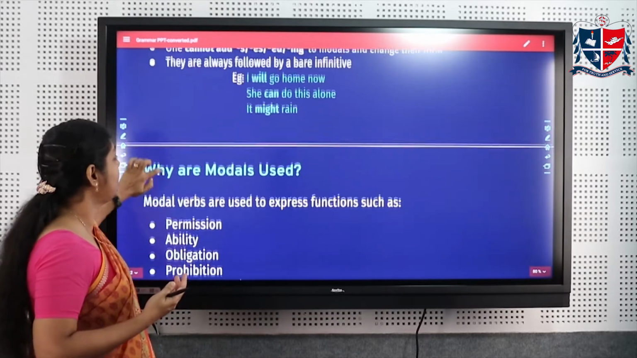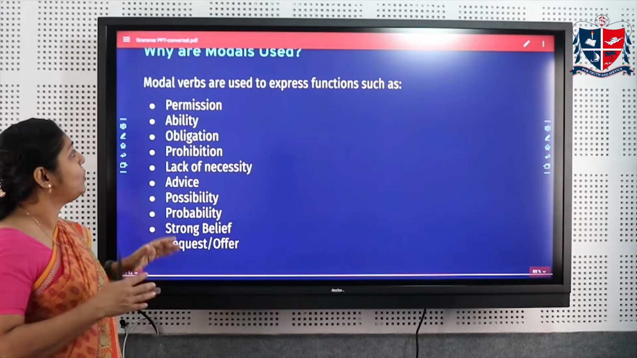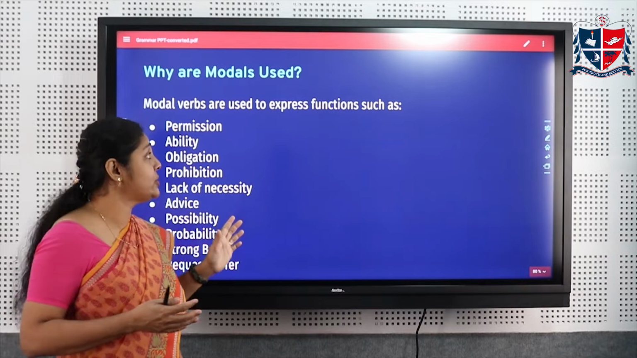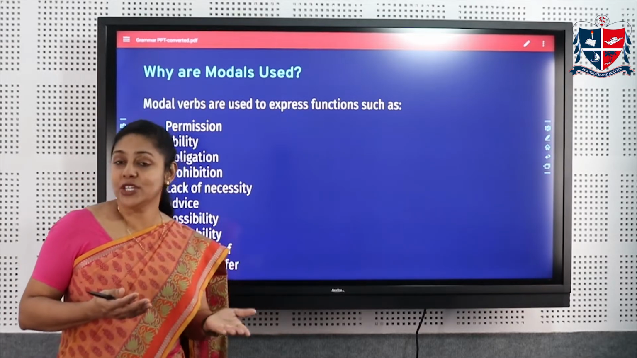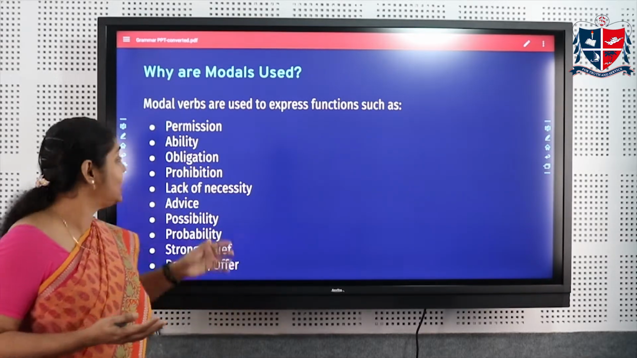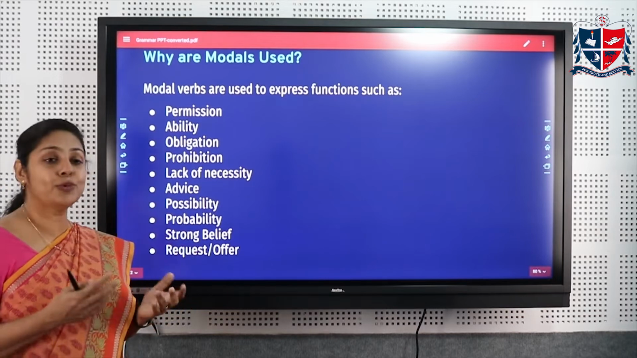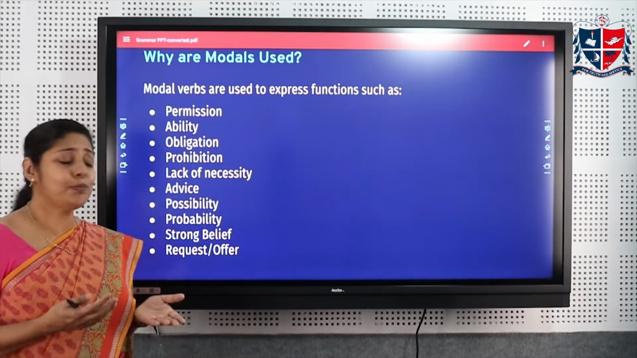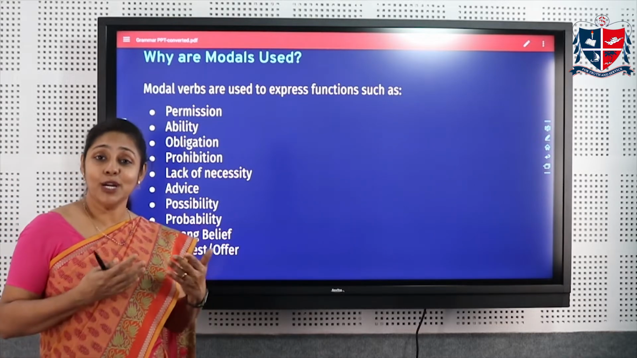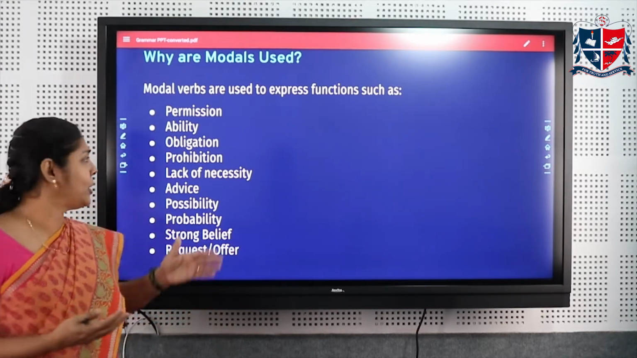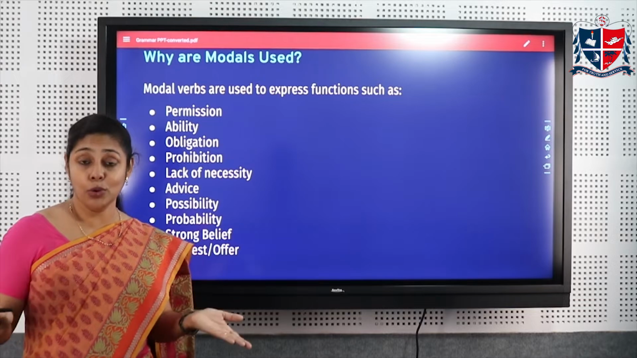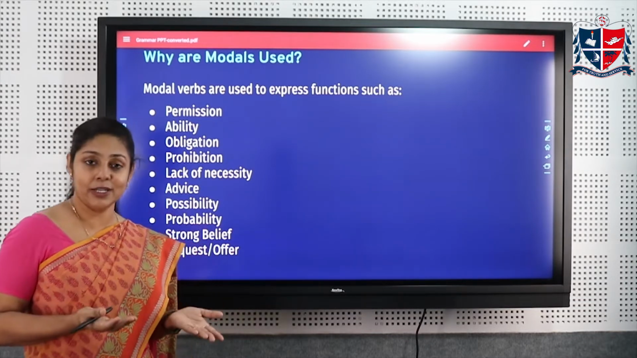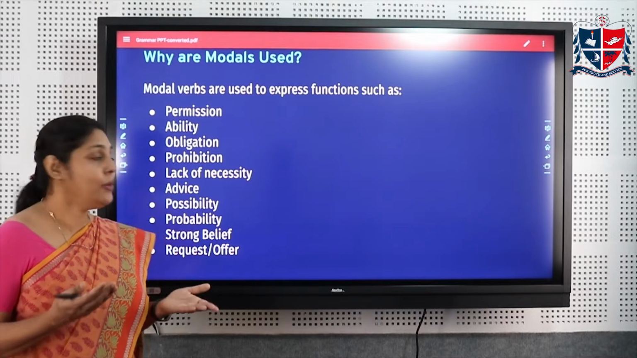Now, when we talk about the functions of modals, or why do we use modals, we understand that modal verbs are used to express a lot of functions like permission, ability, obligation, prohibition, lack of necessity, advice, possibility, probability, strong belief, request, offer, etc. Like permission, can I go home? In that particular sentence, can is the modal auxiliary. Go is the main verb, right?